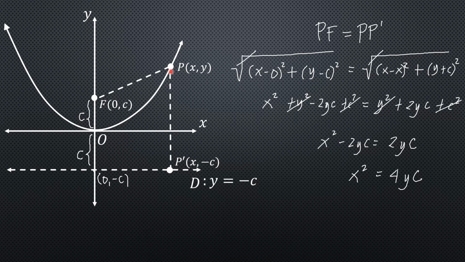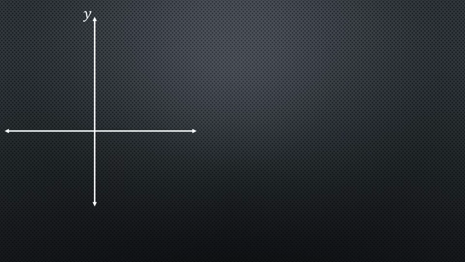Hence, for a parabola passing through the origin, and notice that it opens upward, the equation is x squared equals 4cy. In the previous slide, our parabola opens upward and it passes through the origin at its vertex. This time, let us have our parabola open downward, and still the vertex will be at the origin.